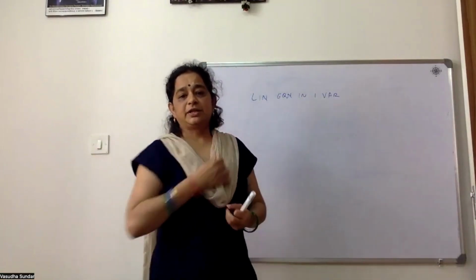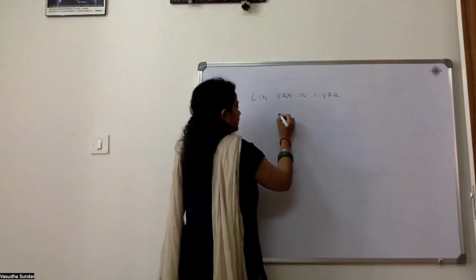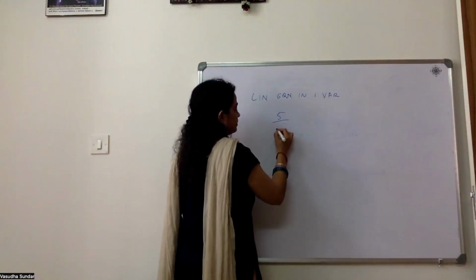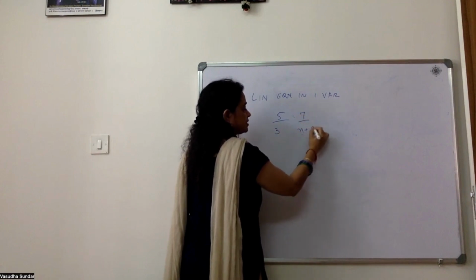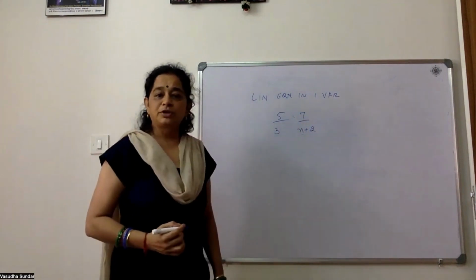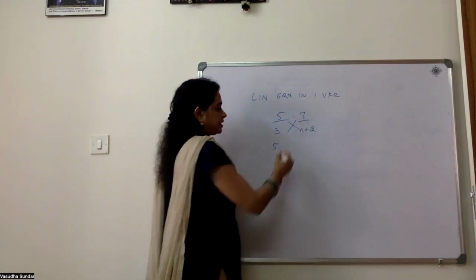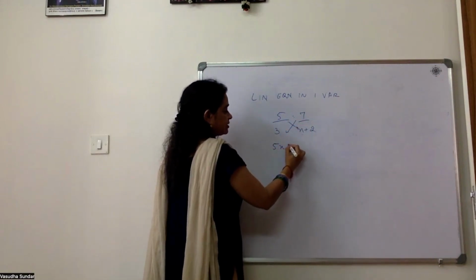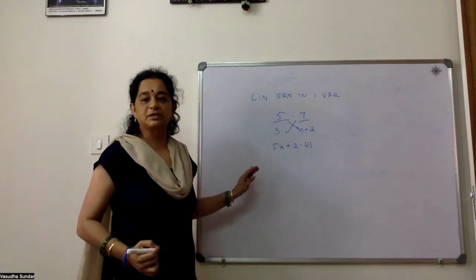The other mistake which I have seen, which 99% of the students do, is something like this. Suppose I have 5 by 3 is equal to 7 by x plus 2. So what the student does is go for cross multiplication. So you do 5x plus 2 is equal to 21. This is what the student does.